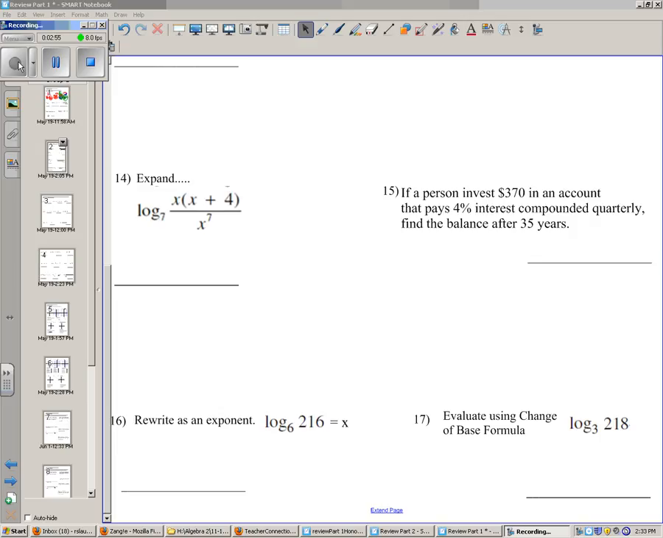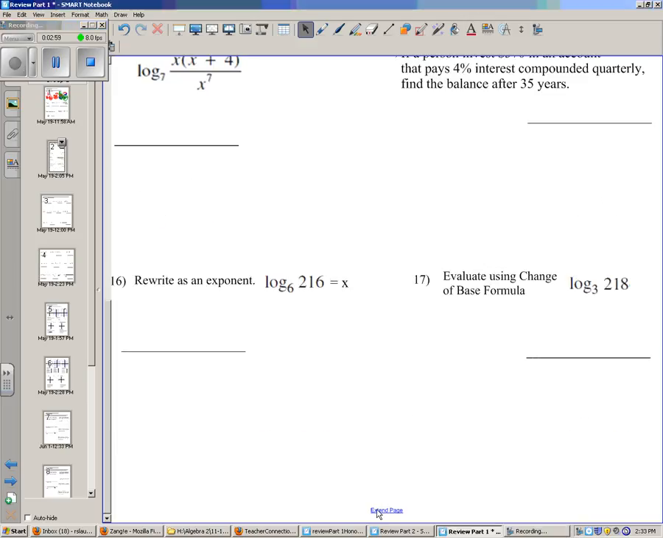All right, moving right along. I'm skipping ahead to number 16. When it says rewrite it as a log, remember we are just looping. Loop around the equal sign. So go 6 to the x power equals 216. That is all you are to do. Just loop it.